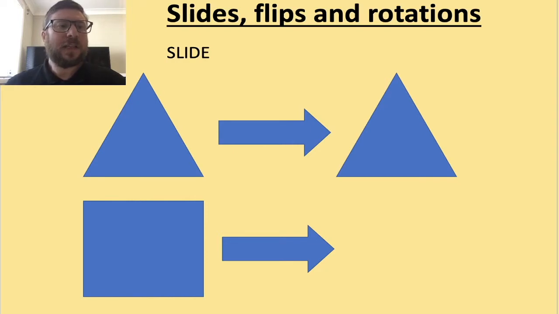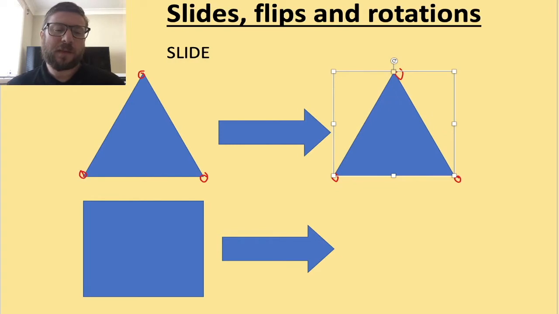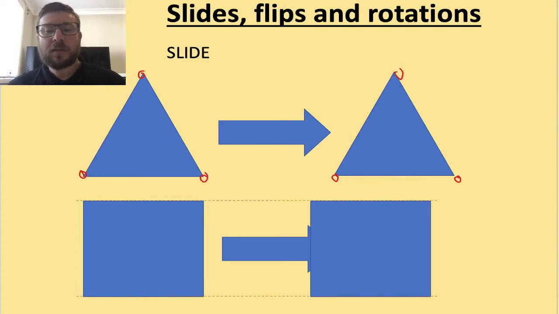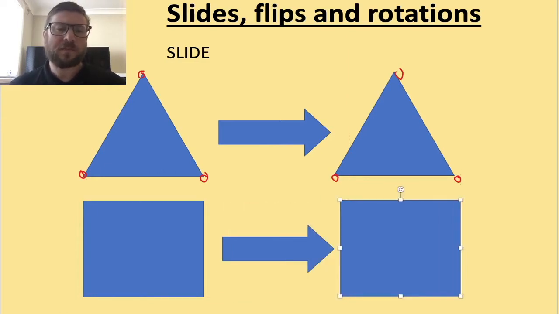As you can see, our corners and our edges all remain in the same orientation. They are just simply moved or slid from one direction to the other. So we can slide it all the way across. Let's try another slide with our rectangle. Same thing. The orientation doesn't change, but the position does. There's no rotation. Just a simple slide across.